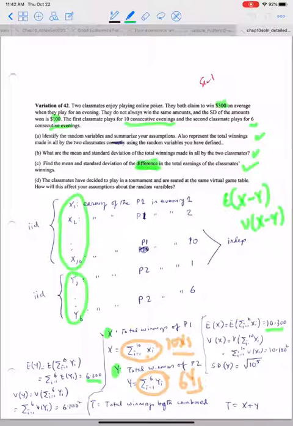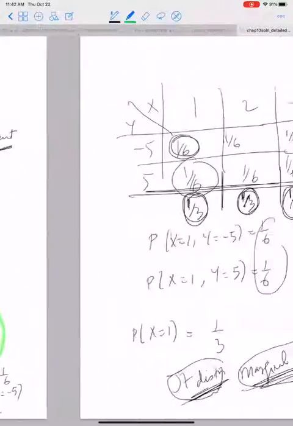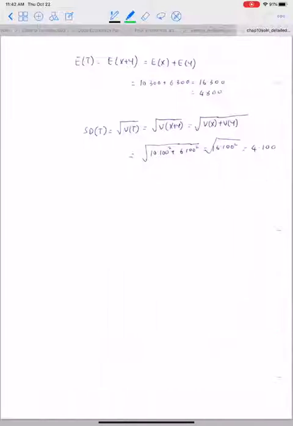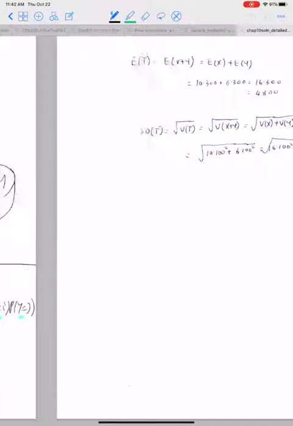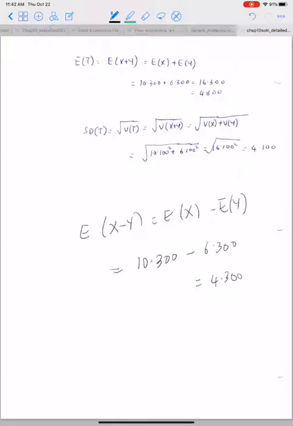Find the mean and standard deviation of the difference. For the difference we consider X, actually it should be X minus Y. So it should be the expected value of X minus Y, which is the expected value of X minus the expected value of Y, which is equal to 10 times 300 minus 6 times 300, which is 4 times 300.